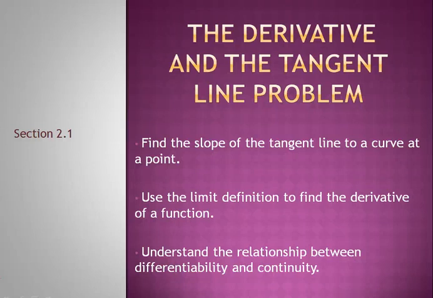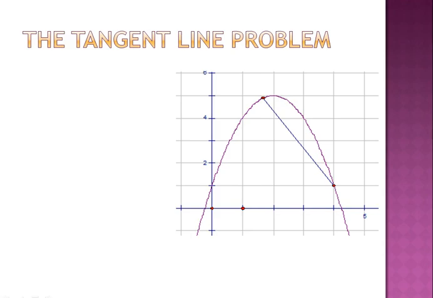Section 2.1 takes everything that you've learned about finding limits and uses it to start developing the first of the fundamental rules that you're going to learn in calculus this year. We will be finding slopes of tangent lines to a curve to help us study what's happening at functions at an instantaneous point in time. We're going to use the limit definition to find the derivative of a variety of functions. And we're going to discuss the relationship between differentiability and continuity.